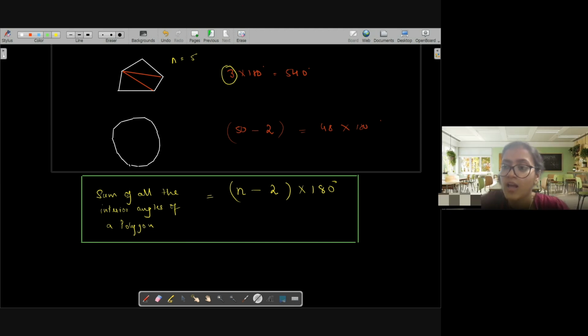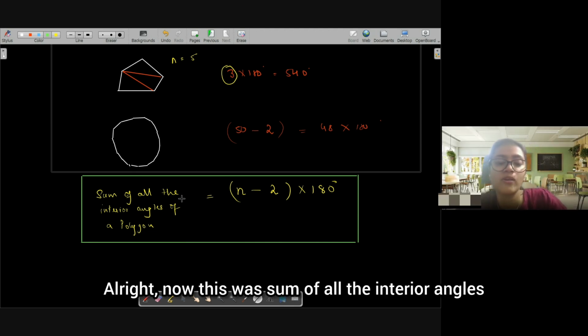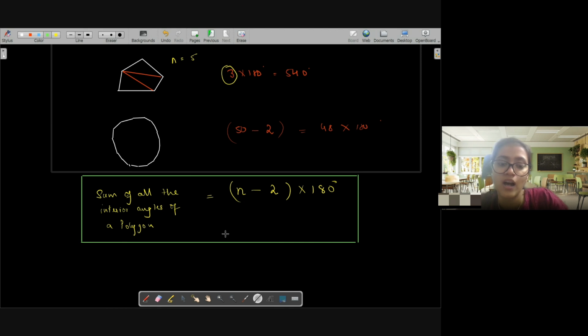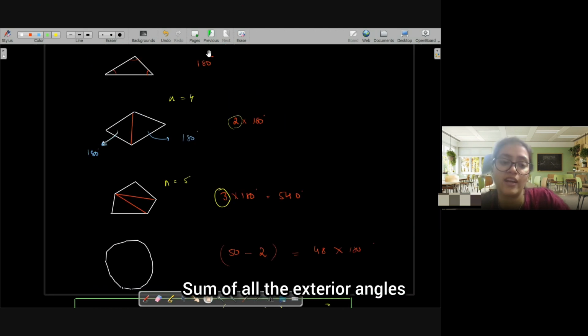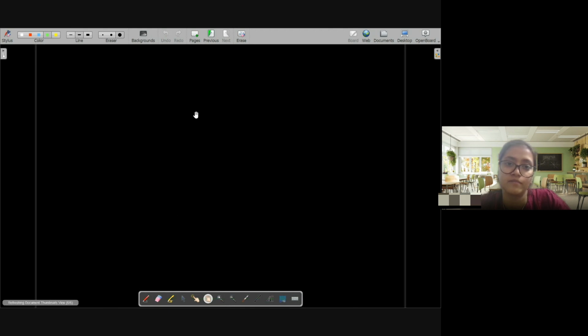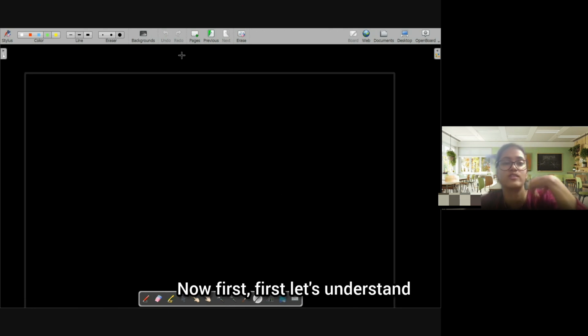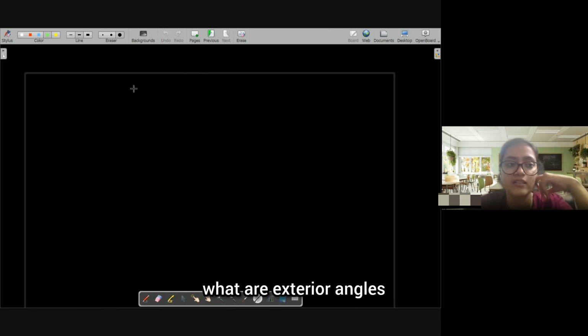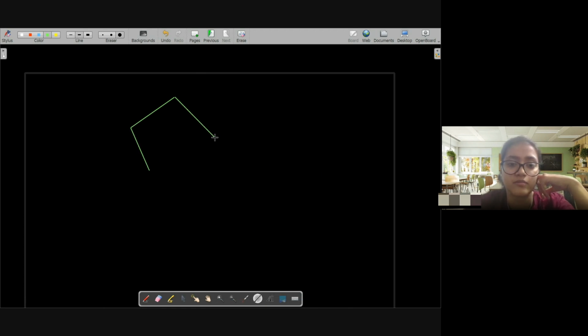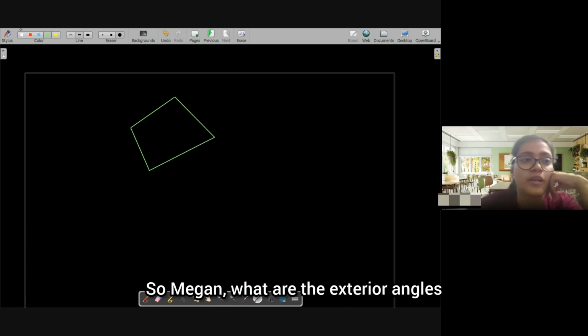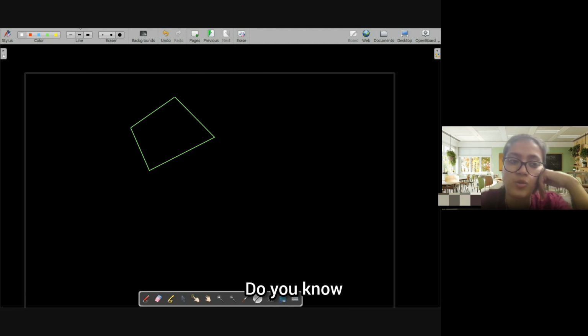Okay. All right. Now this was the sum of all the interior angles. Now we come to the sum of all the exterior angles. Now first let's understand what exterior angles are. I'm going to draw some shape. So Megan, what are the exterior angles? Do you know? Like the outside angles.